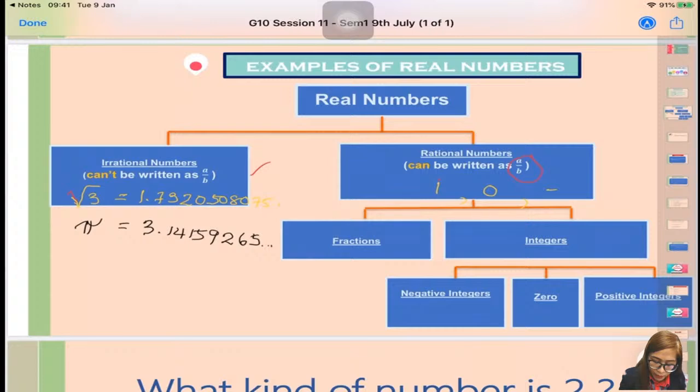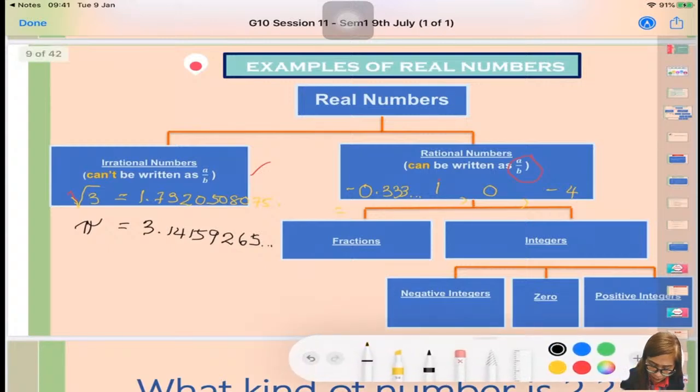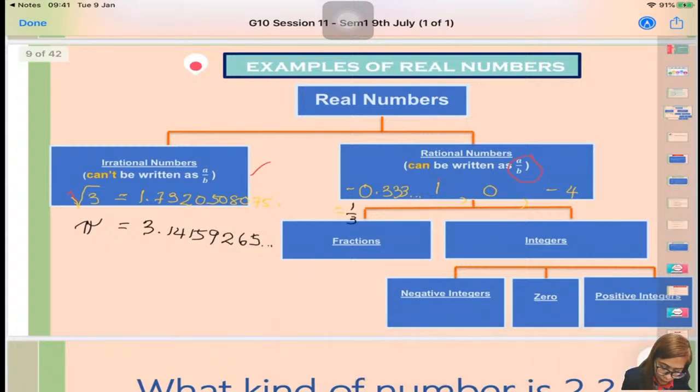How about negative 4? Negative 4 is also a rational number. Negative 4 is equal to negative 8 over 2 or negative 4 over 1. And one more, maybe we can have negative 0.333, and so on. This number, negative 0.333, is a rational number because this is equal to, I'll change the color to black, negative 1 over 3. So negative 1 over 3 is in the form of a over b. We will have more for this below.